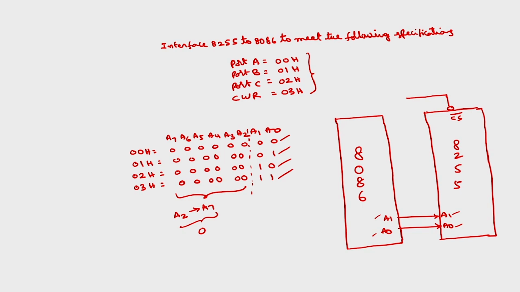So what is the gate? You take this A2 to A7, connect to a gate, A2, A3, A4, A5, A6, A7. You choose a gate such that whenever all the inputs A2 to A7 are 0, the output should be 0. If any one of the inputs is 1, the output should be 1. Okay. So what is that gate? OR gate, right?